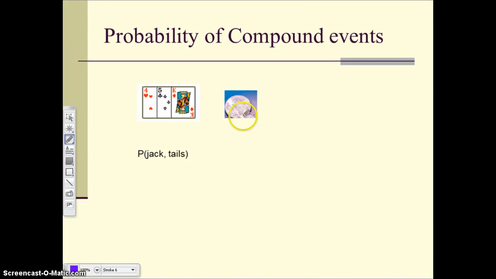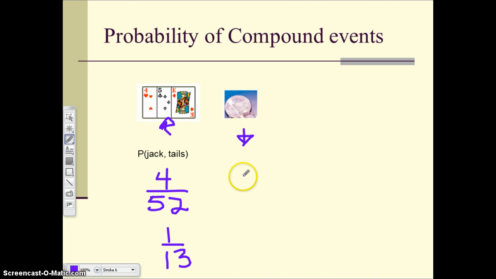Let's look at another one. What is the probability of selecting a jack? Well, there are 52 possible cards we could draw. Of those, only 4 of them are jacks. That simplifies to 1 in 13. What's the probability of flipping a coin and getting a tails? There's only 1 tails we want, but there are 2 possibilities. 1 over 2.